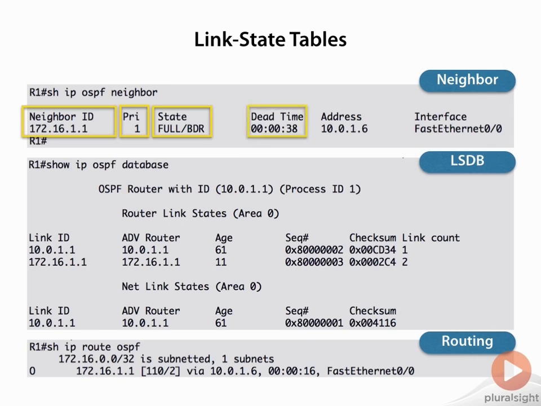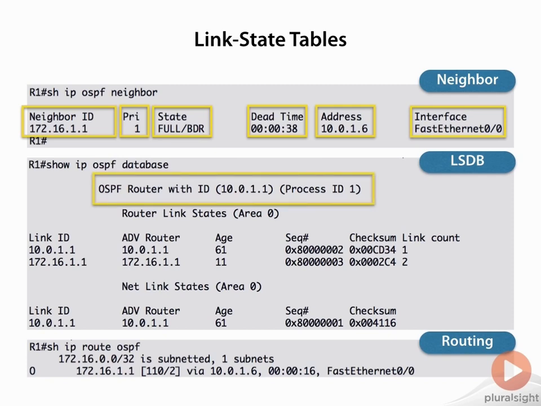We also see the dead time here. When this expires, if we haven't heard any hellos from the neighbor, we'll remove the neighbor from our table. We see the actual physical address of that neighbor on the link, and we see the interface where that neighbor exists.